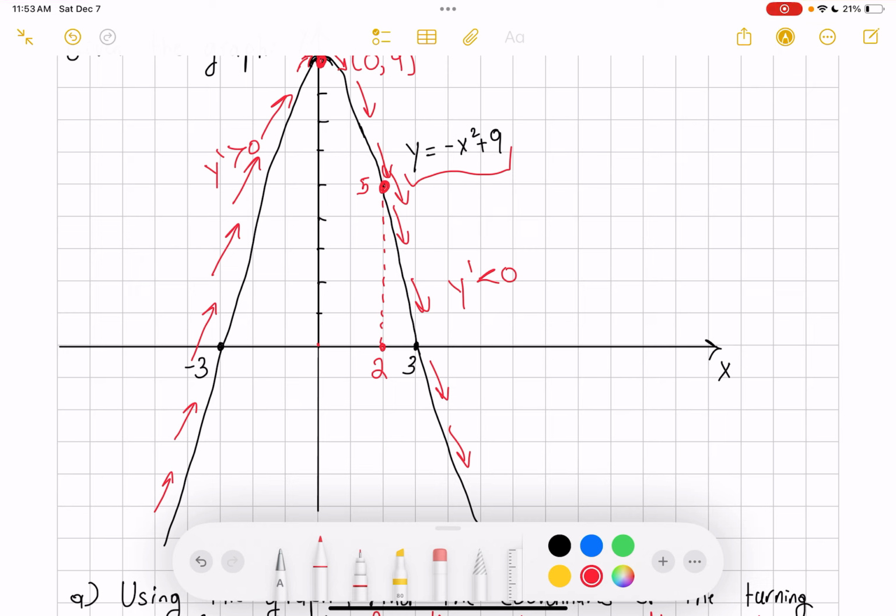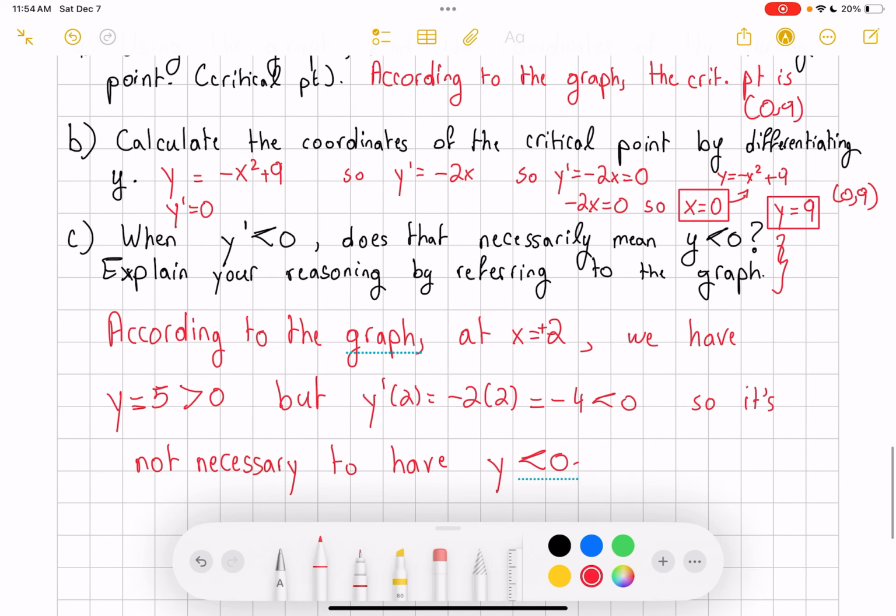Whenever the function is going down, that doesn't mean the function itself is negative, because over here that point is positive even though it is going down. So yeah, basically this is the end of this practice drill.